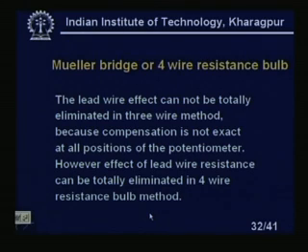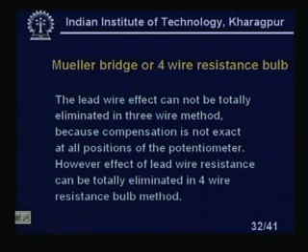Now, the Muller bridge or 4-wire method uses 4 lead wires, and the lead wire effect can be totally eliminated in this type of bridge. Even though it is cumbersome, for precision thermometry this is the only alternative method, and we have to use it to make our circuit independent of contact resistance and independent of lead wire resistance. Self-heating error will remain as it is. The lead wire effect cannot be totally eliminated in the 3-wire method because the compensation is not exact at all positions of the potentiometer. However, the effect of lead wire resistance can be totally eliminated in the 4-wire resistance bulb method.